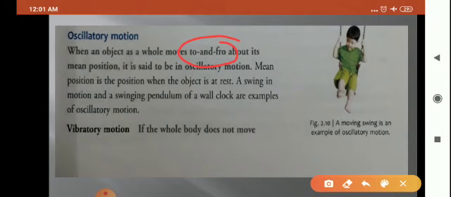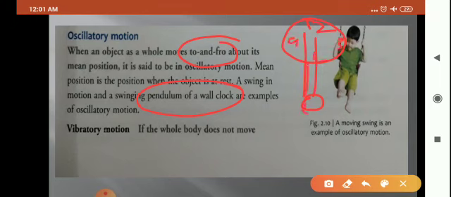Like the motion of the pendulum of a wall clock. Okay, the pendulum of a wall clock is somewhat like this. Suppose this is your wall clock, 12, 6, 3, 9. So this is the pendulum of the wall clock. The motion, or the swinging, of the pendulum of a wall clock is oscillatory motion. And how does the oscillatory motion occur?